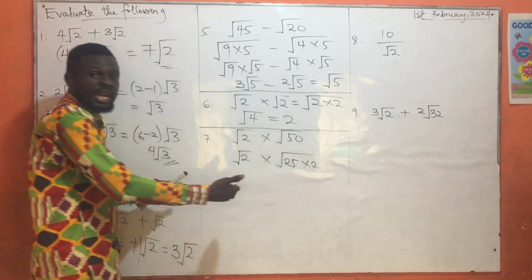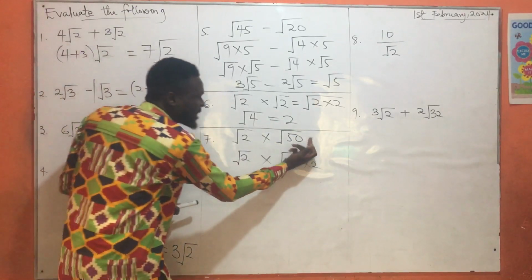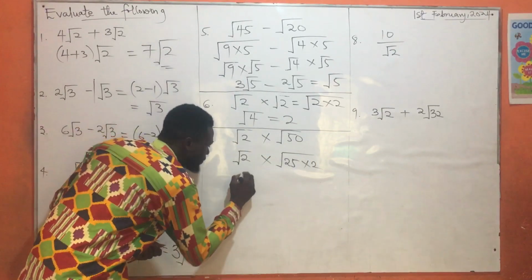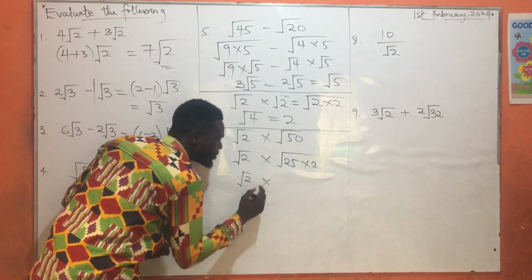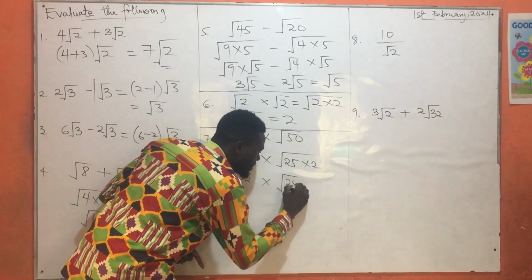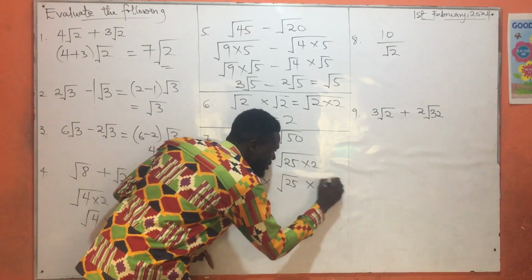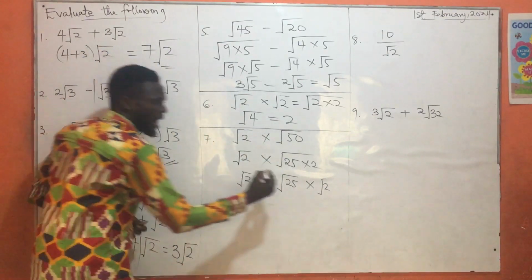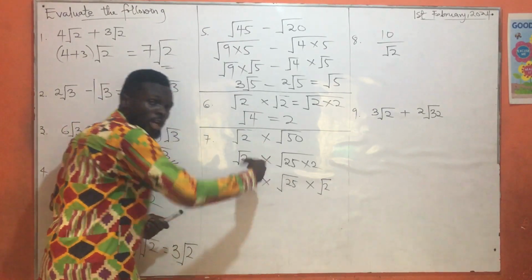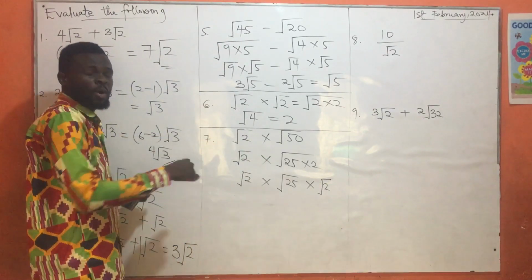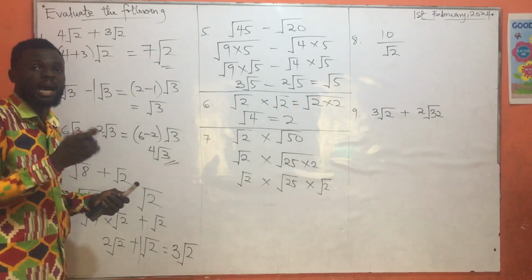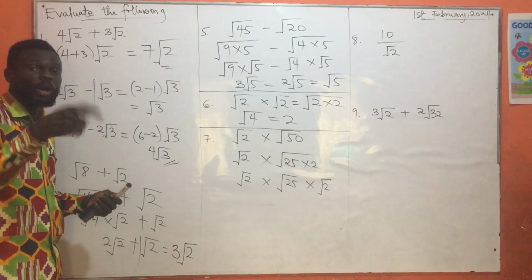25 times 2 is 50. So this surd is what we've expressed as this. So now we have surd 2 times, let's split it out, giving you the square root of 25 times surd 2 as that. Now because 25 is a square number, when it is in a square root, it will give you an integer, a whole number.